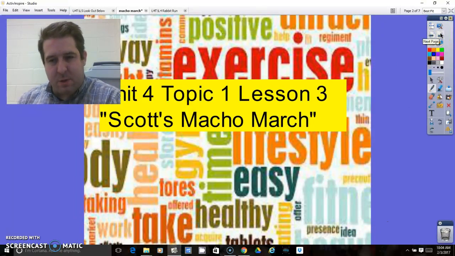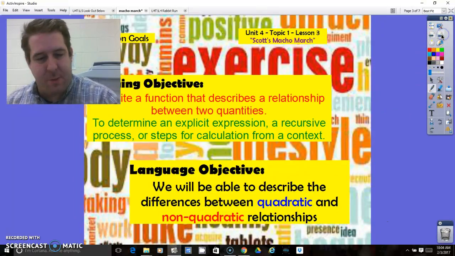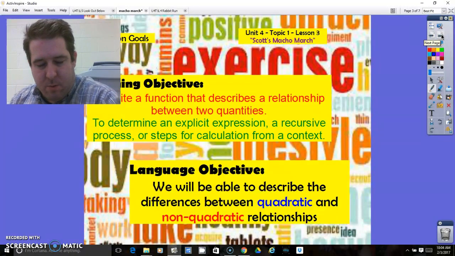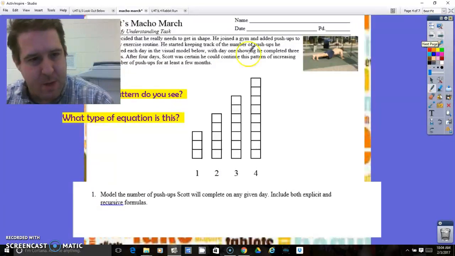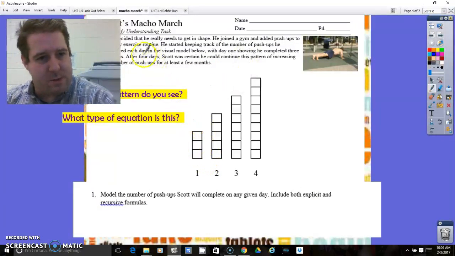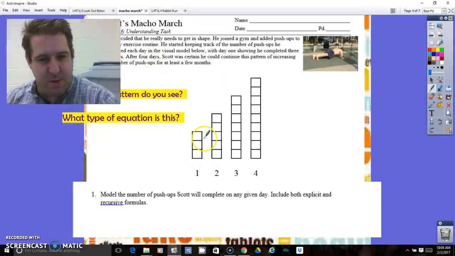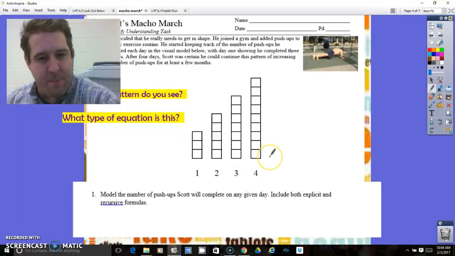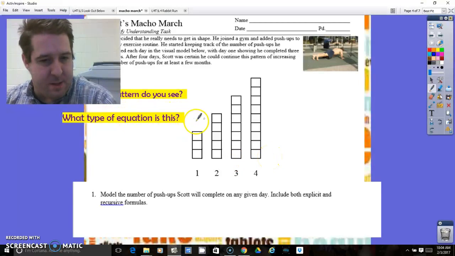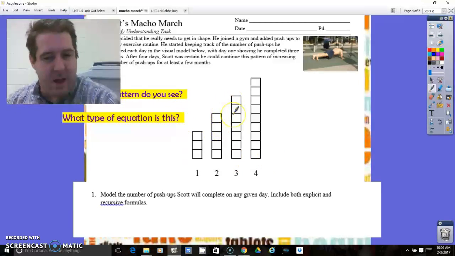All right, as I mentioned earlier, this is the third lesson. We're going to explore relationships of quadratic patterns to linear patterns. Scott wants to do some push-ups, and each one of these blocks represents one push-up. When you look at the blocks from day 1, day 2, day 3, day 4, you see the pattern that it's adding 2 blocks each day.